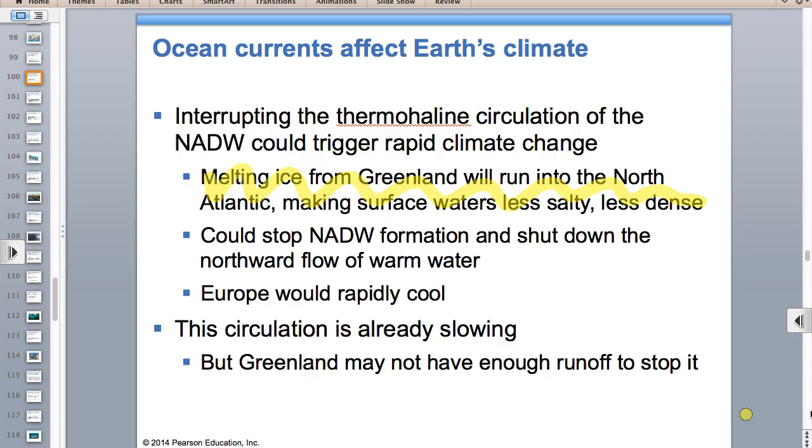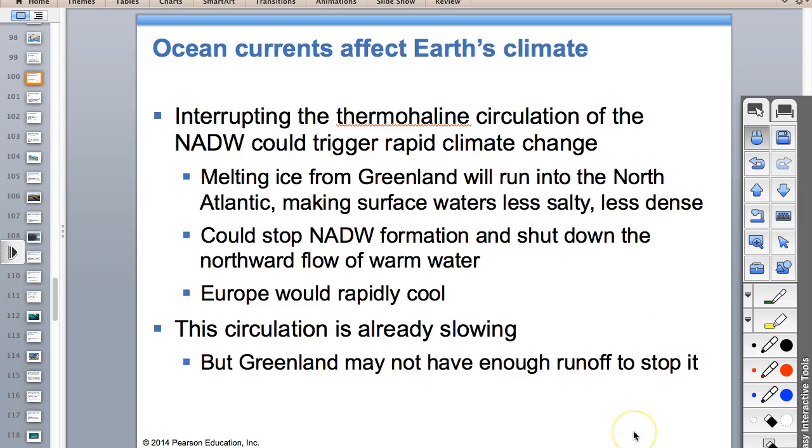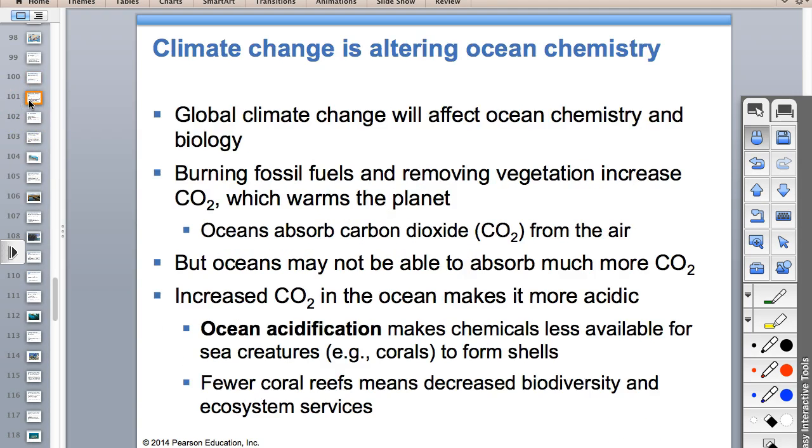So we don't know if it'll actually stop or if it'll just mess some things up. We'll just have to find out. We're running this big science experiment with the Earth. It's a lot of fun.